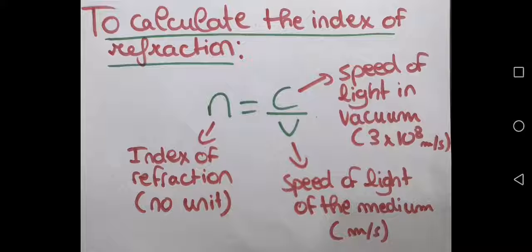You use the following equation. N is equal to C over V. N is the index of refraction and it has no unit. C is the speed of light in vacuum and it's 3 times 10 to the power 8 meters per second. And V is the speed of light in that medium. And the unit is, of course, meters per second.